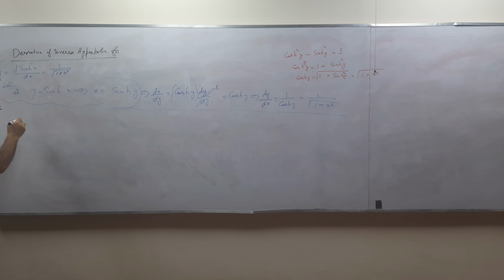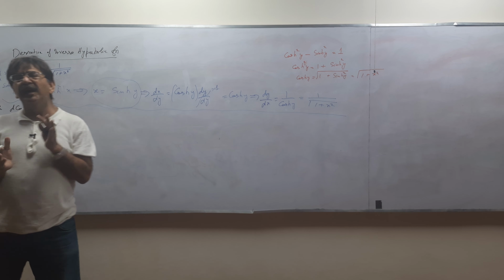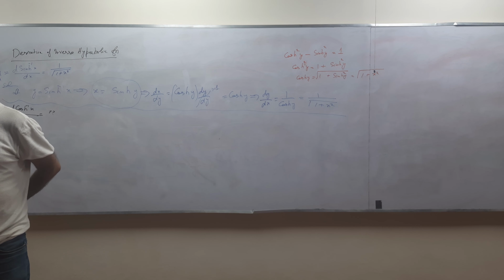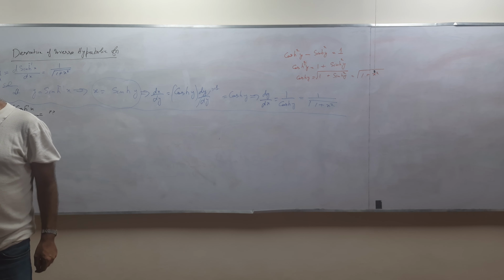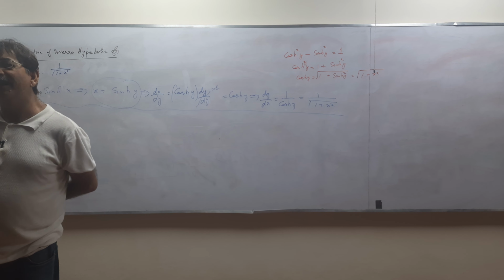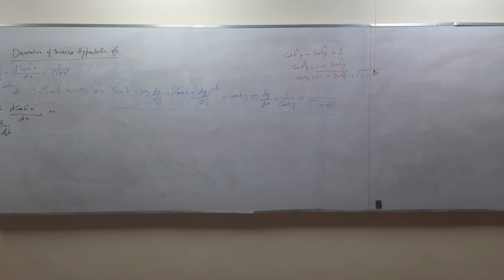Now the exercise is: what is the derivative of cos hyperbolic inverse x with respect to dx? We have to find the value of this. It is the same as I have done in the previous exercise, exactly the same as we have done in the case of the inverse trigonometric functions, sine and cos. That is nothing new. The formula is different, but the formula sheet will be provided in the exam, so you must not be worried about that.